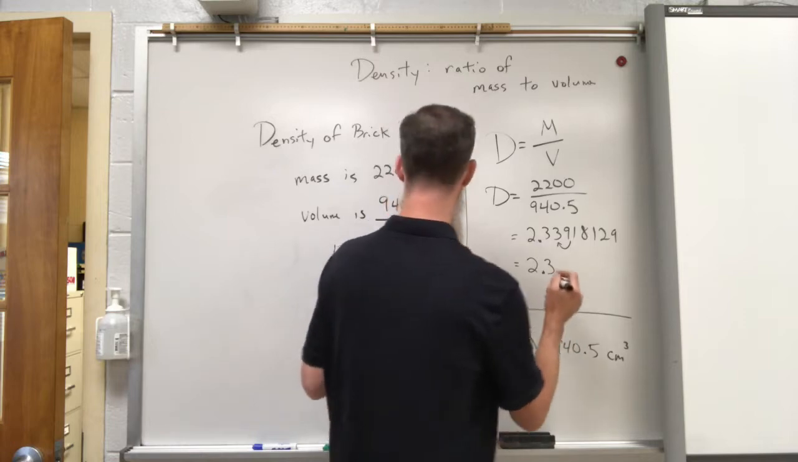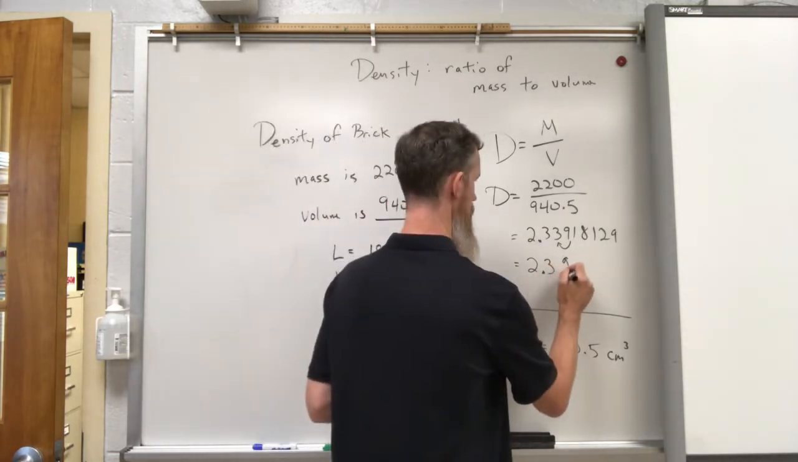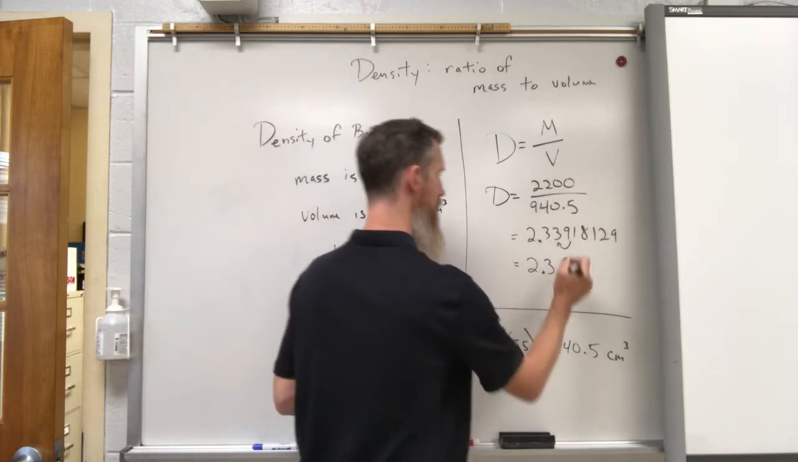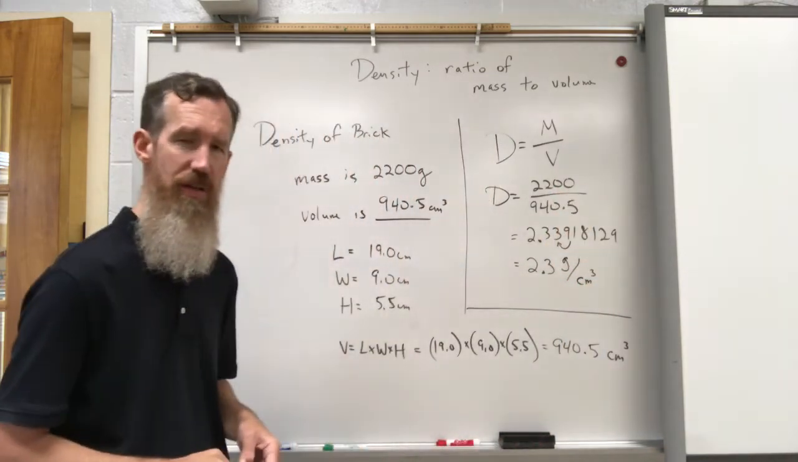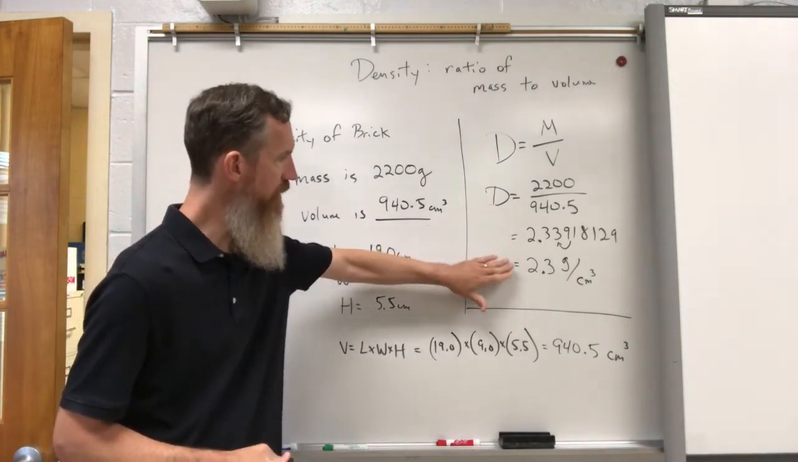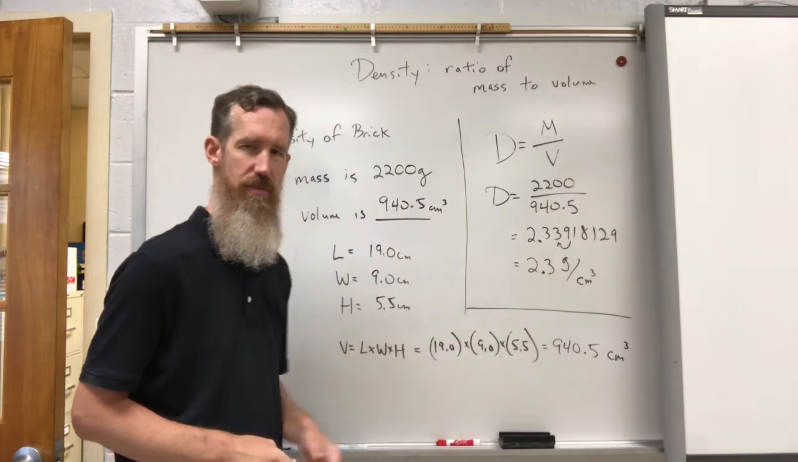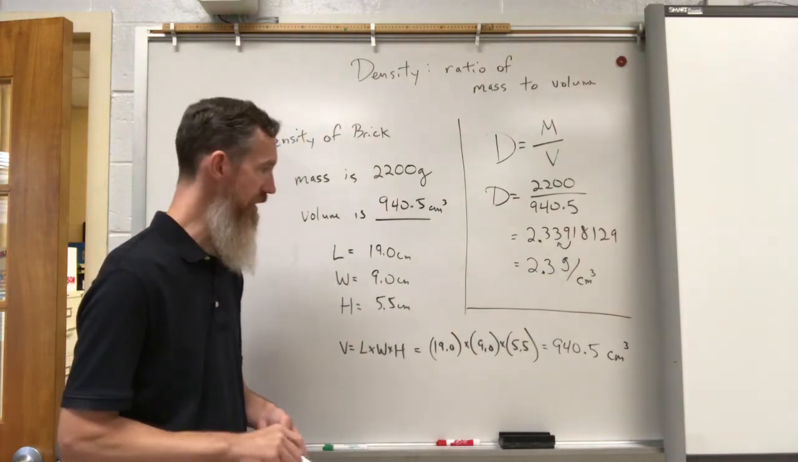When I get my answer, though, I need to realize that this is in units. It is grams. That was the mass. And the volume is centimeters cubed. So in this particular case, my answer is 2.3 grams per centimeter cubed. That's it. That's the answer for this particular problem.